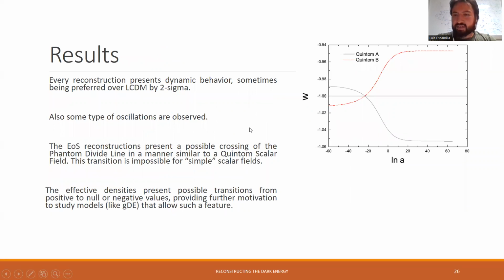To summarize the results, basically we find some oscillations. We find that dynamic behavior is present in all of the reconstructions. The equation of state reconstructions present a quantum-like behavior. And we also have possible null or negative values for our dark energy density beyond a certain redshift.